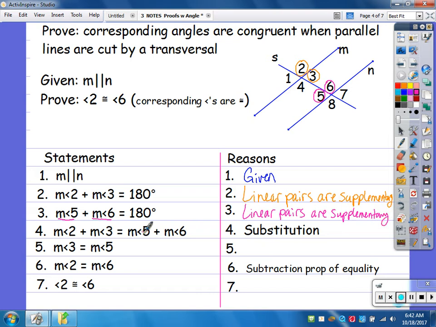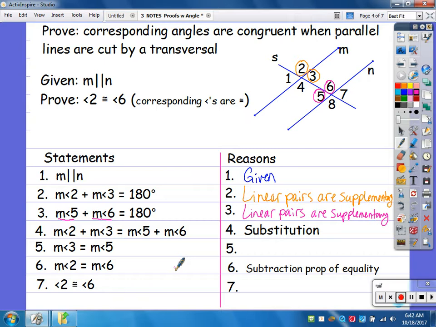All right, and this one's all filled in for us. So this is the same move that we did in the first proof. I could see that the measure of angle 2 plus the measure of angle 3 was 180, and 5 plus 6 is 180. So I can say then that 2 plus 3 is the same as 5 plus 6.